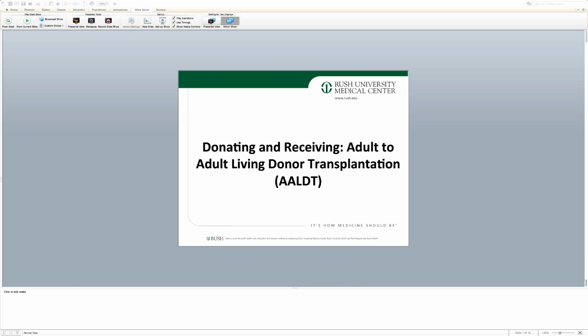So how is adult-to-adult living donor liver transplantation possible?